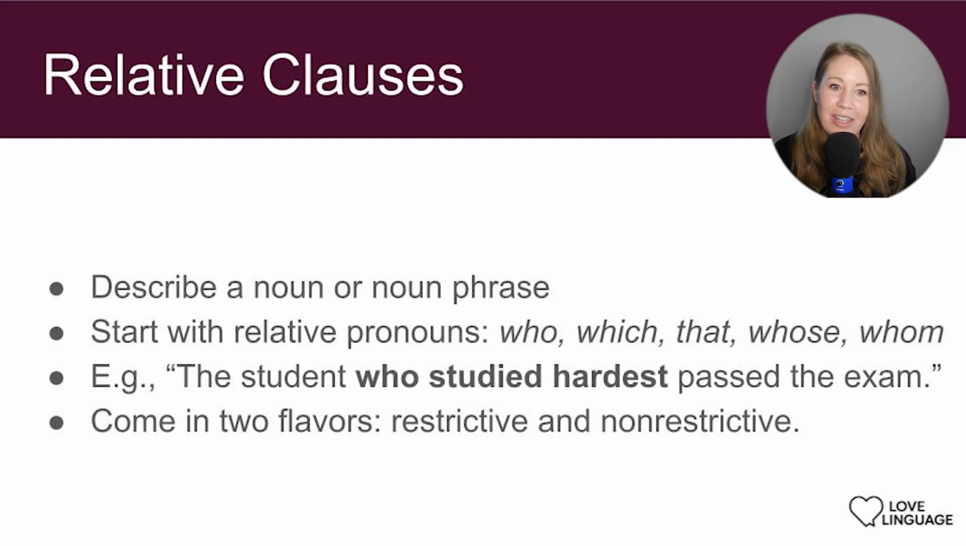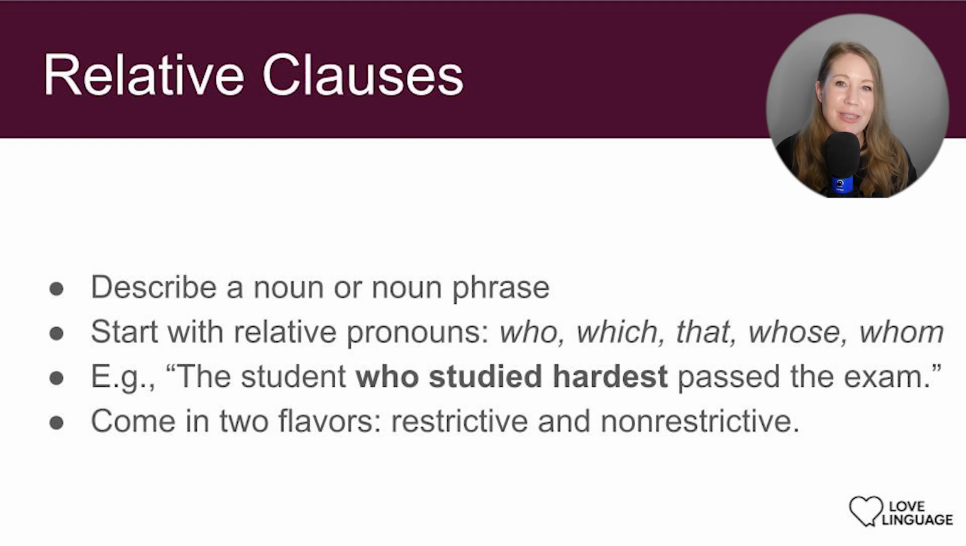Let's start with relative clauses. A relative clause is a type of dependent clause that describes a noun. They usually start with relative pronouns, words like who, which, that, whose, or whom. And as I said, they usually tell us more about a noun or noun phrase in the sentence. For example, the student who studied hardest passed the exam. Here, in this example, who studied hardest gives us more detail about the student. So who studied hardest is a relative clause inside this sentence.